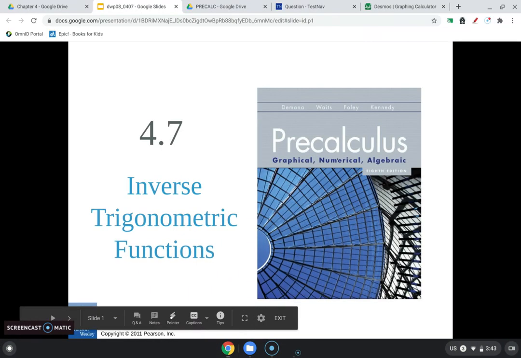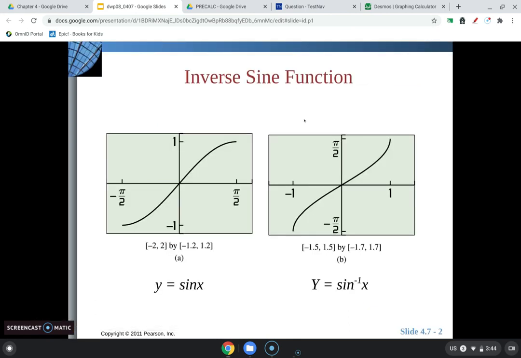All right, this is pre-calc lesson 4.7, inverse trig functions. When you're taking the inverse sine, you have to be really careful with your domain. The sine of x is between negative 90 and 90, and so the inverse sine, when you flip it, is going to look like this. The graph is going to look like that.